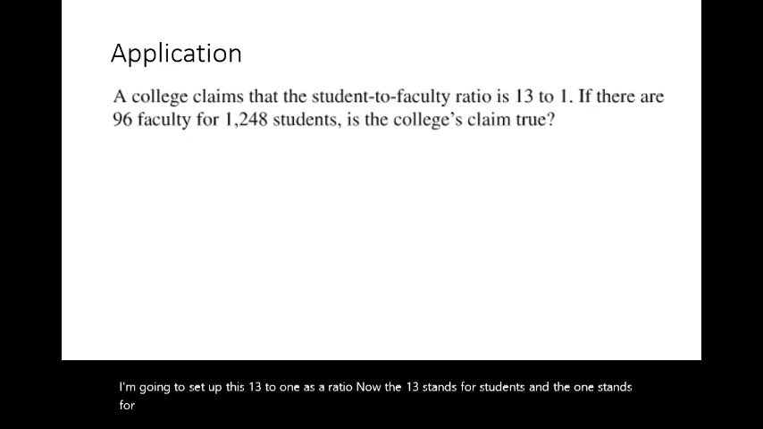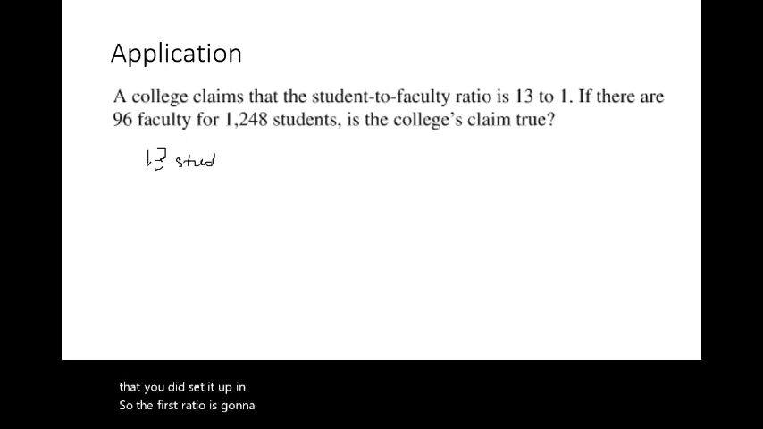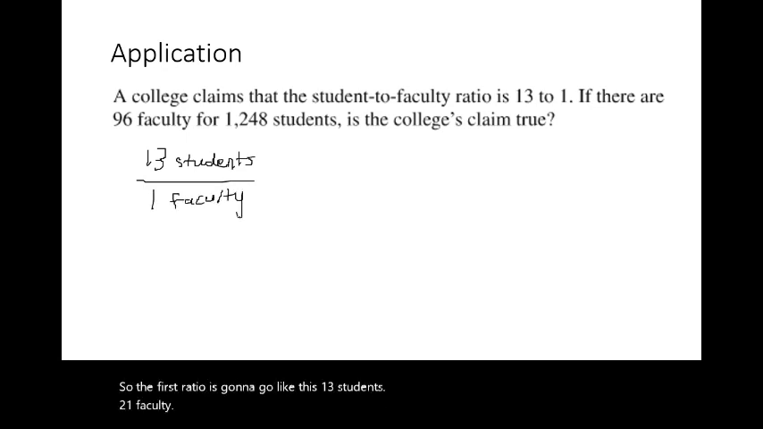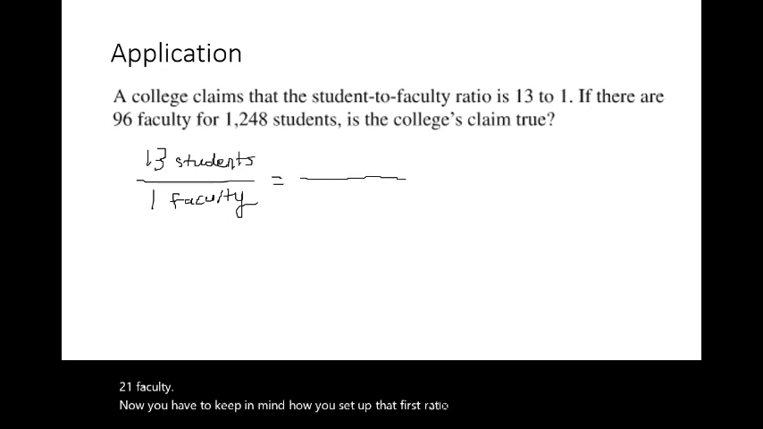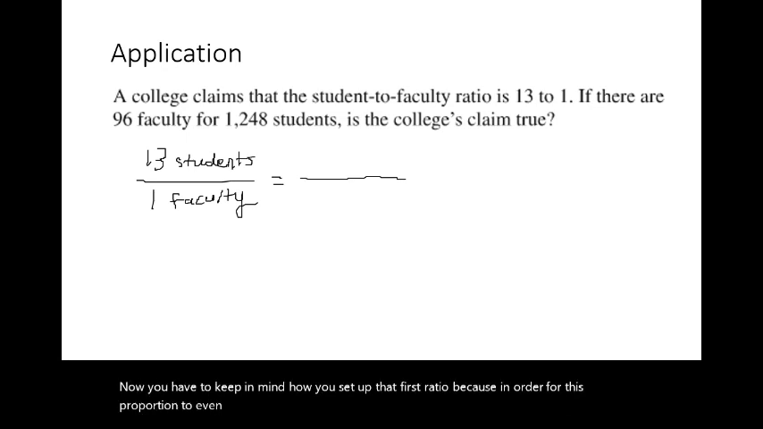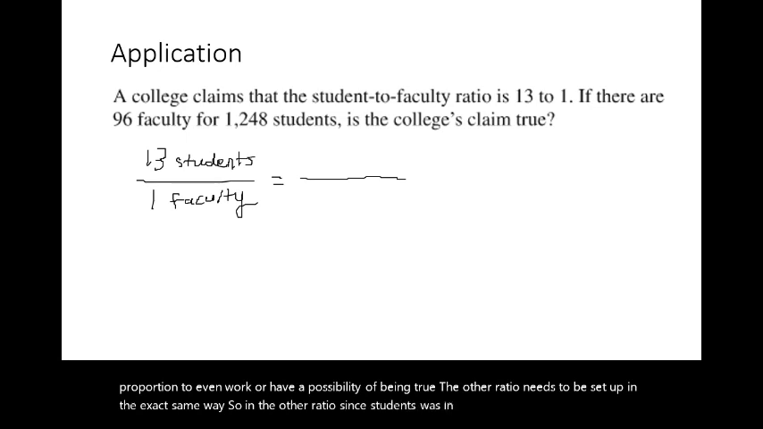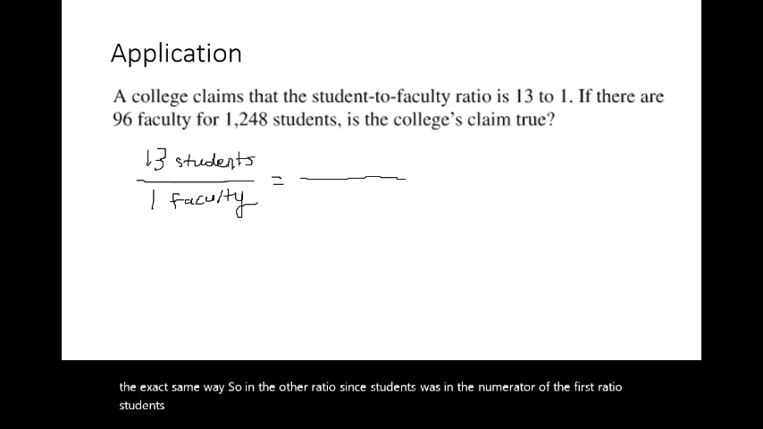It really doesn't matter how you set up the first ratio, just keep in mind the format that you did set it up in. So the first ratio is going to go like this: 13 students to 1 faculty. Now, you have to keep in mind how you set up that first ratio, because in order for this proportion to even work, or have a possibility of being true, the other ratio needs to be set up in the exact same way. So in the other ratio, since students was in the numerator of the first ratio, students needs to go in the numerator of the second ratio.